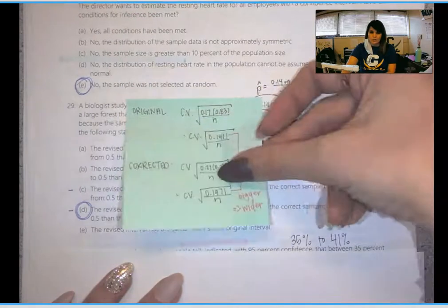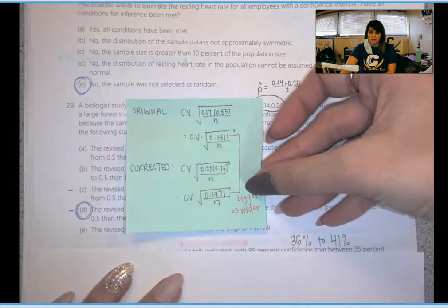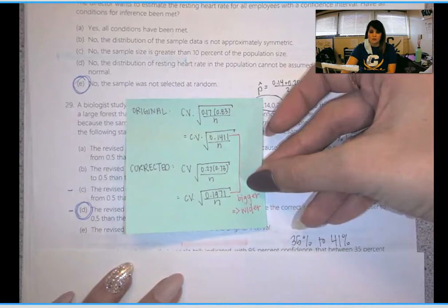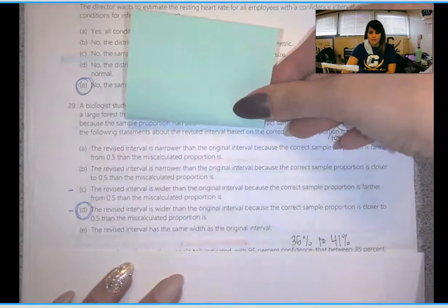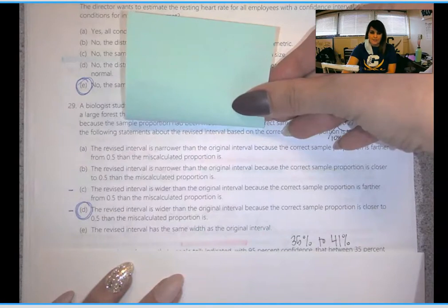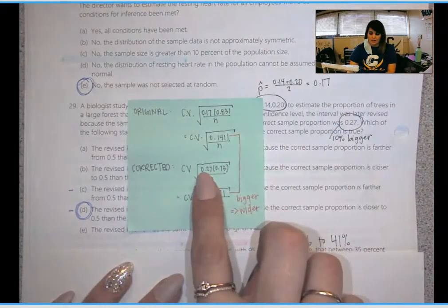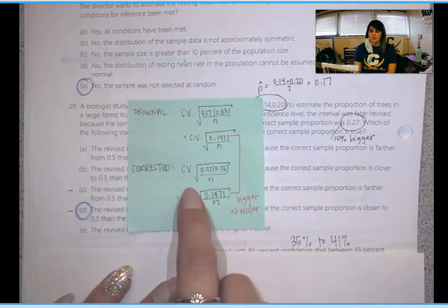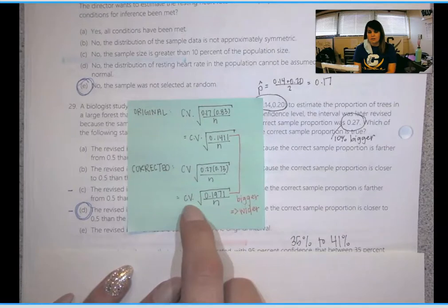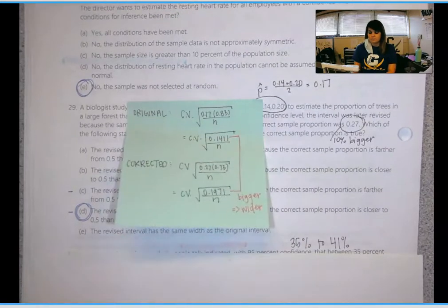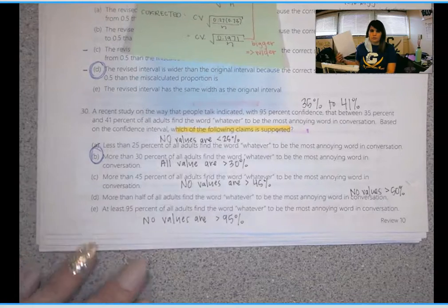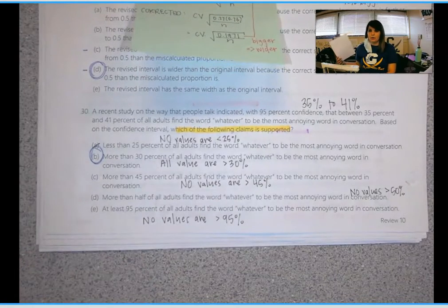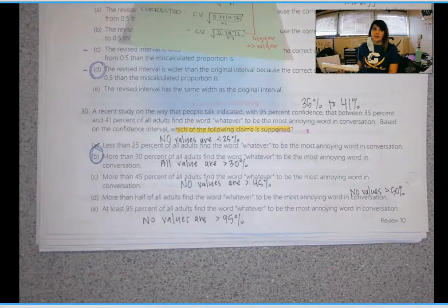All I knew was that based on what I calculated here, the interval was going to be wider. And the only one that was true was D. It's wider, and 0.27 is closer to 0.50 than 0.17. So this one, I just had to use problem solving skills and deduction. 30 is another really good problem for seeing if you understand how to evaluate a claim with a confidence interval.